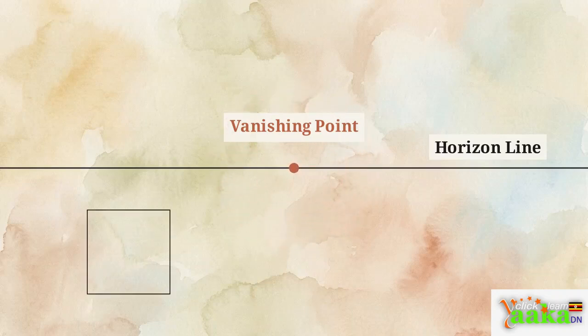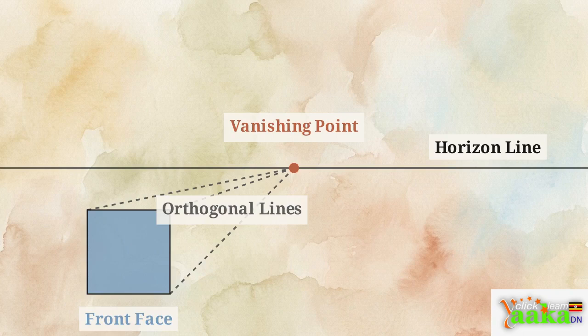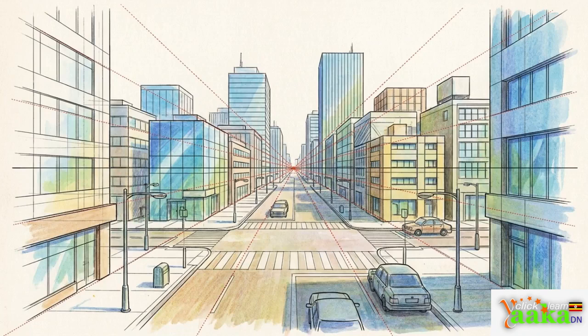To build a 3D object, you begin with its flat, two-dimensional front face, like this simple square. Next, you draw orthogonal lines from the corners of that shape directly to the vanishing point. This pulls the object back into space. These three elements, the horizon line, the vanishing point, and the connecting orthogonal lines, give you the mechanics required to build a realistic 3D space.